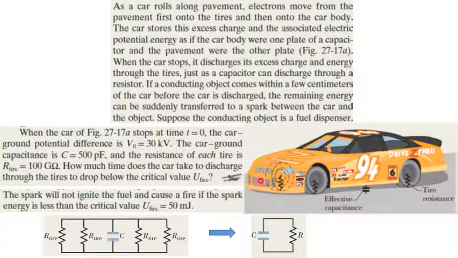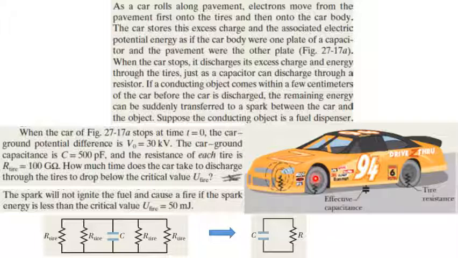If we take it as an equivalent circuit, the equivalent circuit of the body of the car is a capacitor, and the value of the capacitance is 500 picofarad, and this capacitor is already charged with a voltage of 30 kilovolts. Now this capacitor will discharge across the resistances of the tires. Each tire is 100 gigaohm.